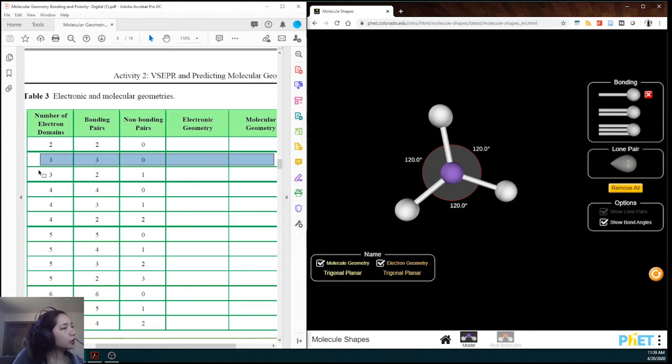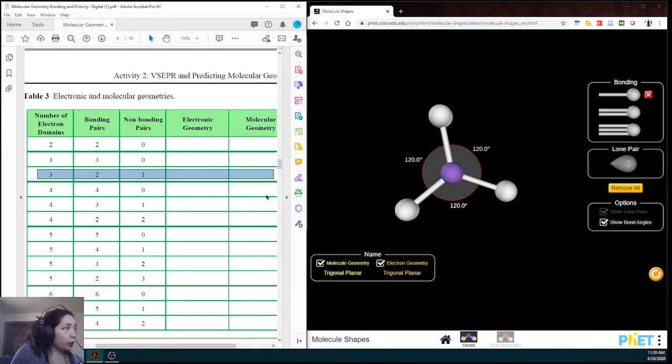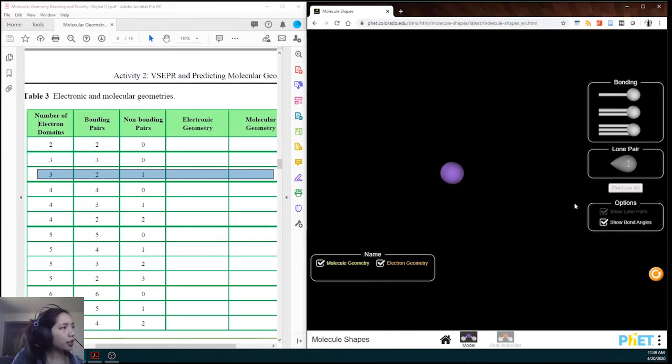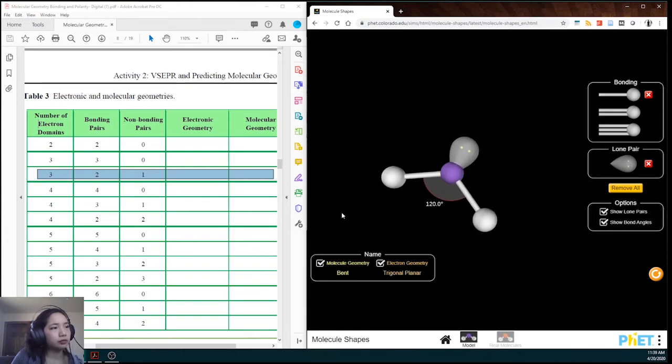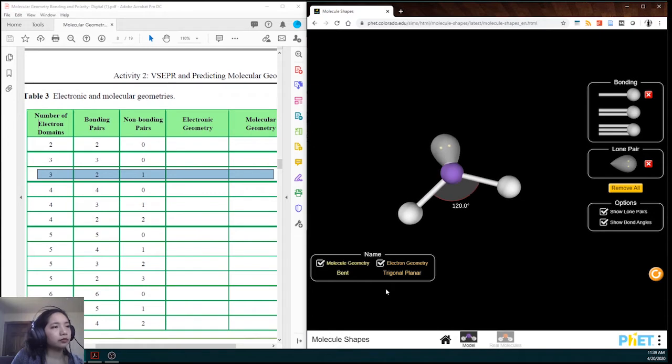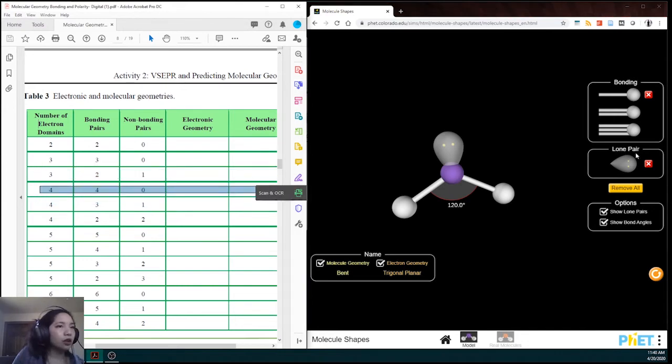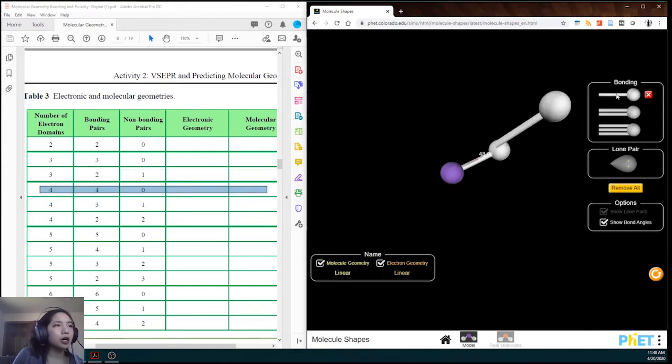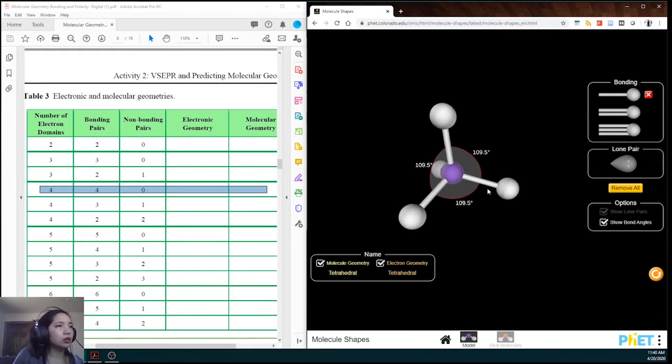Okay. And then the next one, we want 3 electron domains where 2 of them are bonding pairs, 1 of them is a non-bonding pair. So I'm just going to start over and say, okay, 2 bonds, 1 lone pair. All right, and so there are those shapes for you. Okay, and then the next one. So 4 bonds, 0 lone pairs.